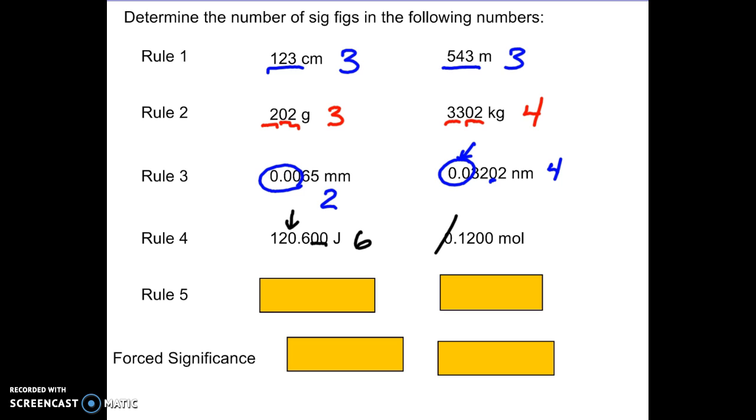this zero is in front, not significant, but these two zeros are at the end of the number and to the right of the decimal, making them significant, giving it 4 significant figures.